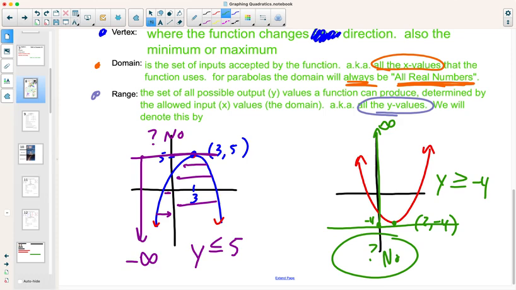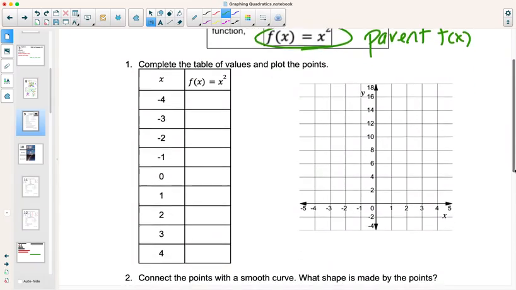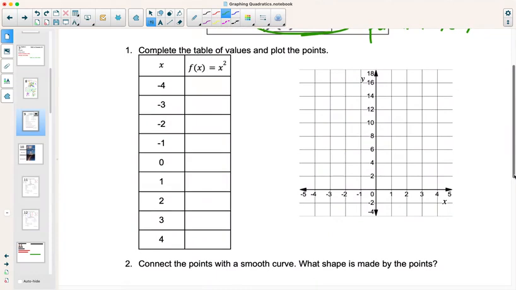Okay, all right. Next page here. All right, we got this. Oh, you need to fill out this table. We're going to look at the parent function f(x) = x². It's the most basic quadratic function, called the parent function, by the way. It's a pretty common term that you'll use a lot more in Algebra 2 especially. Complete the table of values and plot the points. You know how to do this.